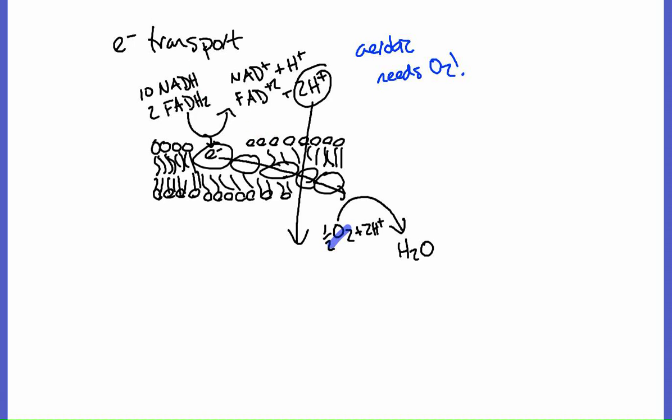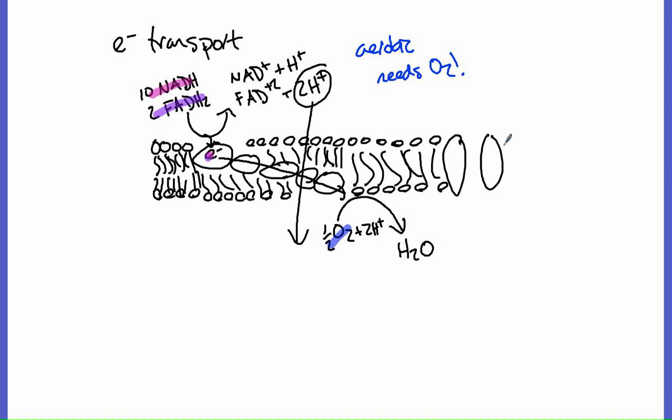And again, I made these high energy molecules before. Their energy is going into some electrons, and those electrons are moving down this transport chain, pushing hydrogen ions across the membrane. For the last step of this process, I need to take advantage of a gradient again.